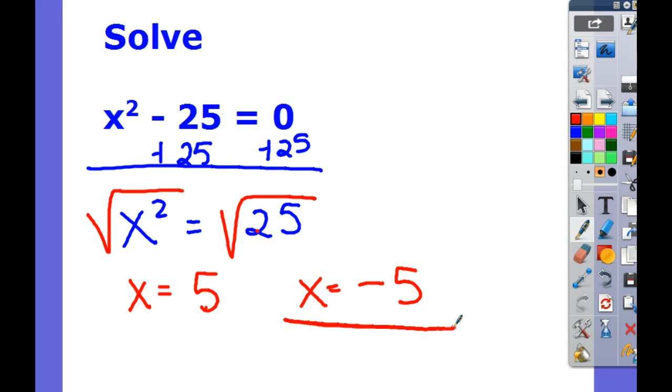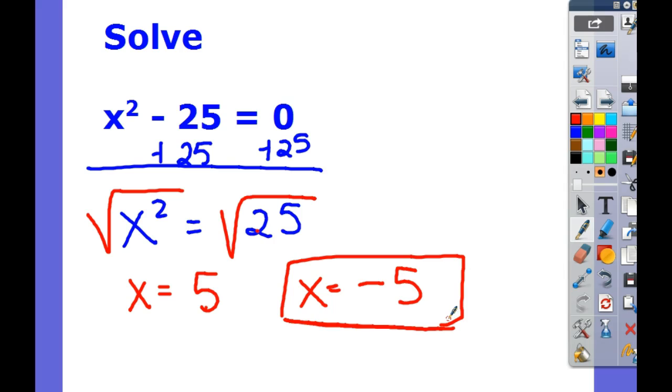Can the side of a triangle be negative? No, that doesn't make sense. So we just kind of ignored this answer because it didn't make sense for triangles. But now the problems we're doing are parabolas. Can parabolas have a negative x-intercept? So we can't ignore this anymore.